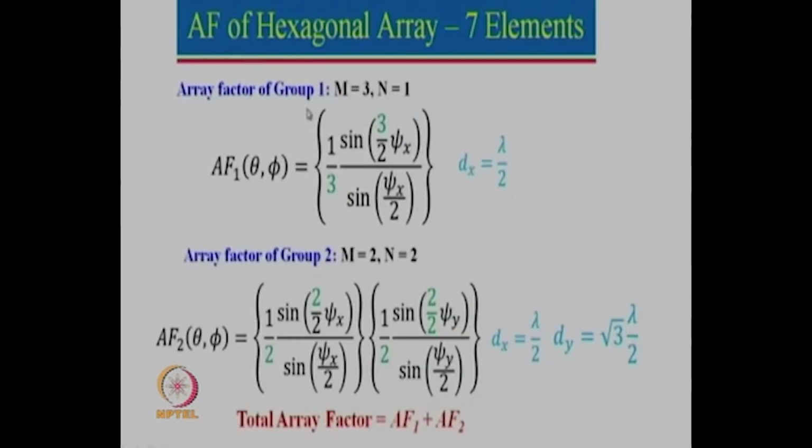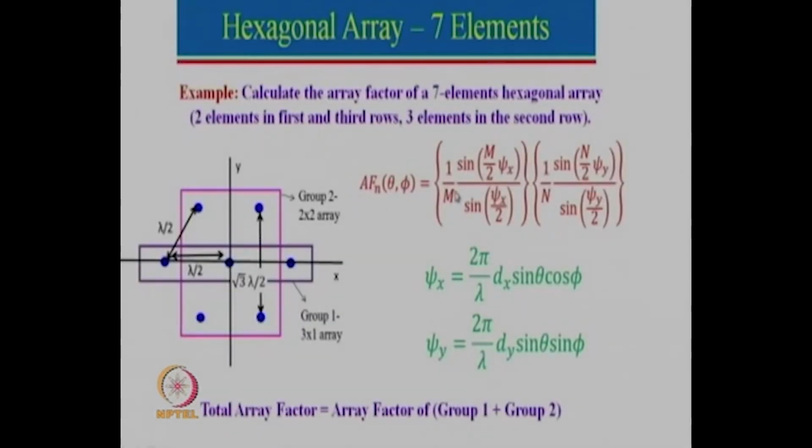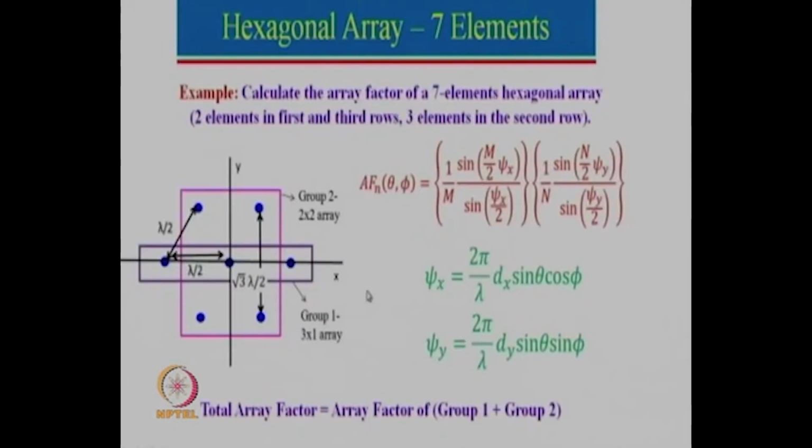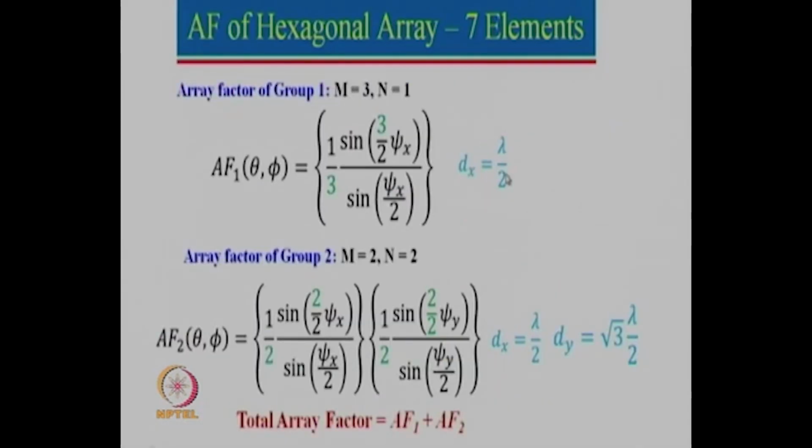So array factor for group 1, m is 3, n is equal to 1. So we simply use the previous expression, 1 by m, sin this function here. We substitute m equal to 3, and we get that here. And what is dx in this case? Dx is the distance along x, and x is shown here on this side, and the y axis is this side here. So along x the distance is lambda by 2, so dx is equal to lambda by 2.